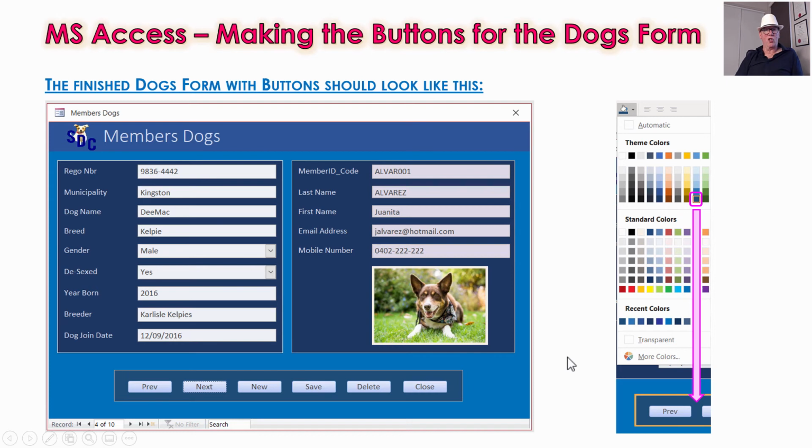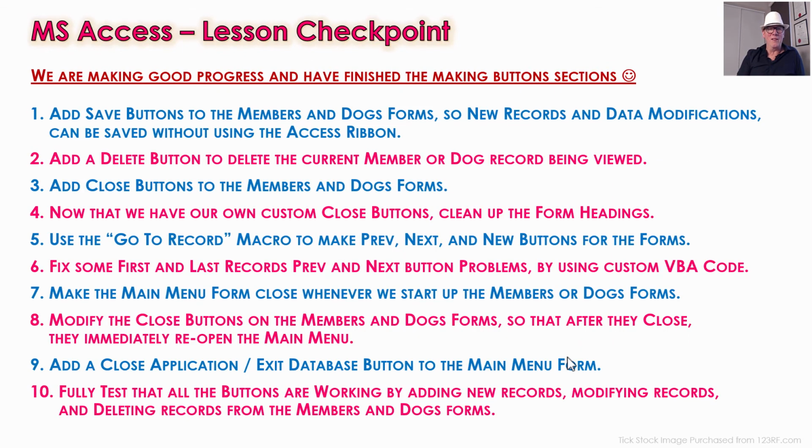But you need to get all that done for the dogs form. So they'll test out, that's your challenge task really, check out that you know how to make buttons, and you're now an expert at making buttons for forms in Microsoft Access. So well done. But we still have some other things to do.